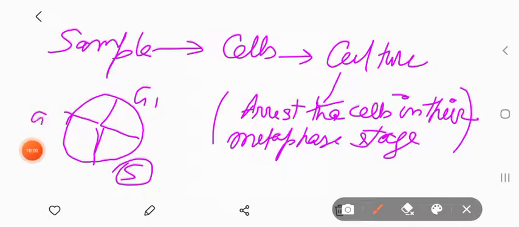In the G2 phase, the cell again prepares itself to make the essential proteins and enzymes needed for proper cell cycle and proper cell division. And then comes the cell division phase, mitosis or meiosis, whichever we want to do. If you are mainly interested in cell division of the gamete cells, then we have to go for meiosis. Otherwise, for somatic cells, we go for mitosis, right?